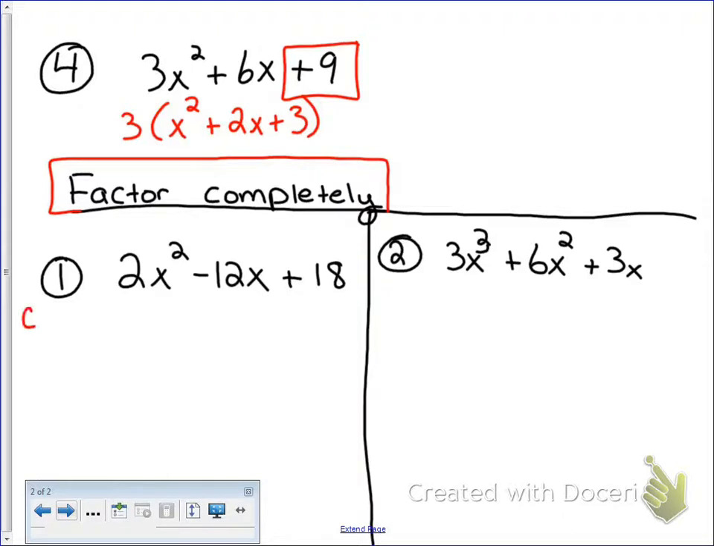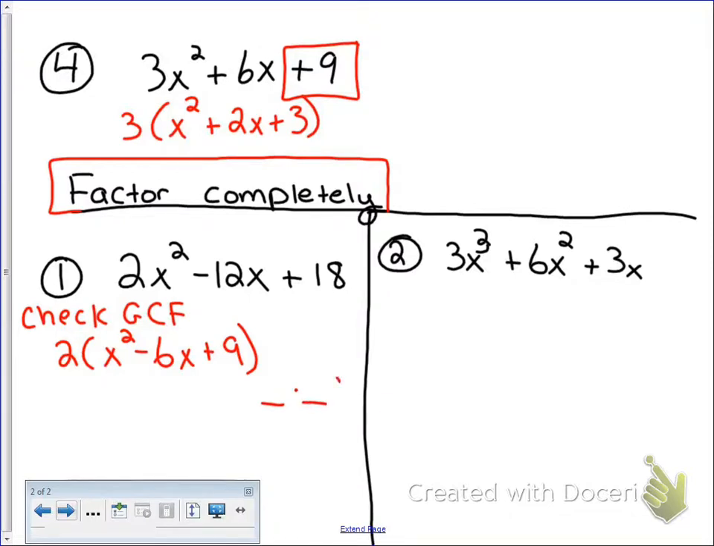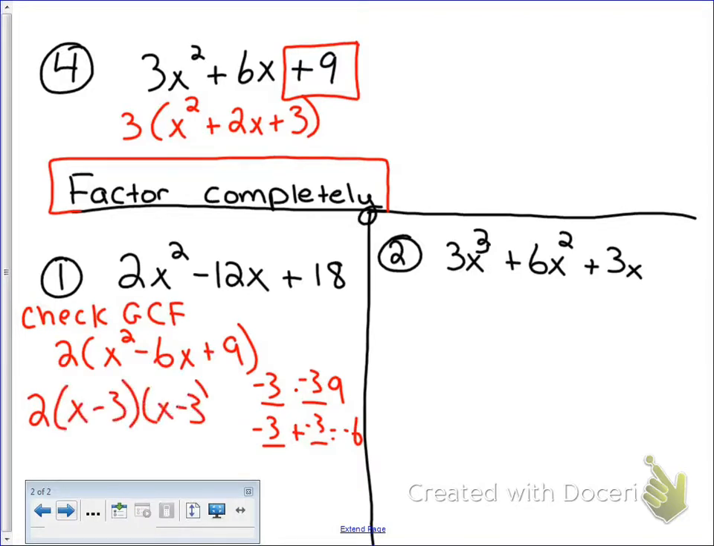So the first thing you need to check is the greatest common factor. I'm looking at this, and I know I can take a 2 out, and I'm left with x squared minus 6x plus 9. Oh, I can factor this. What times what equals 9? What plus what equals negative 6? That's negative 3 and negative 3. So I'm left with 2 on the outside, x minus 3, x minus 3.